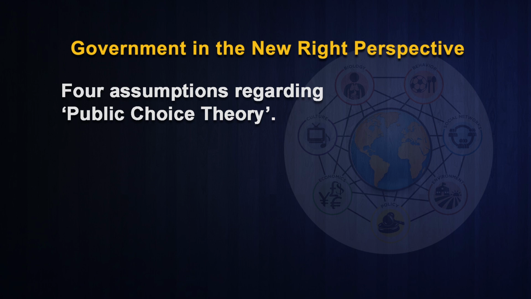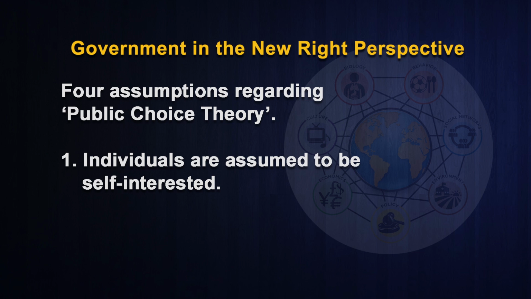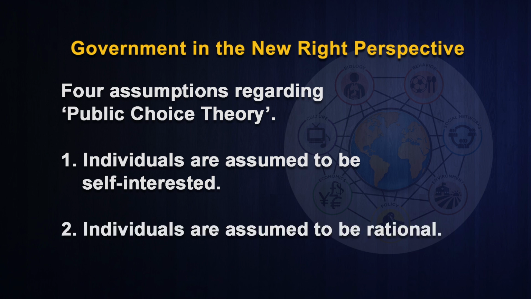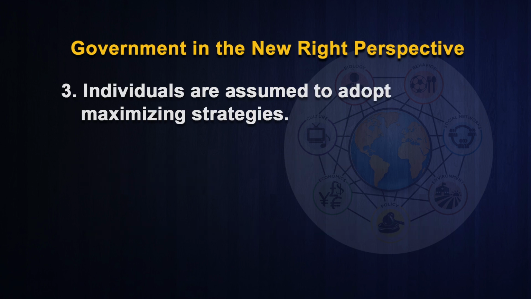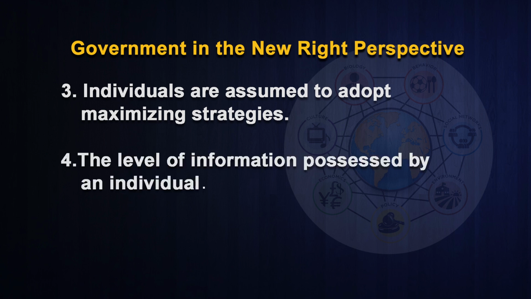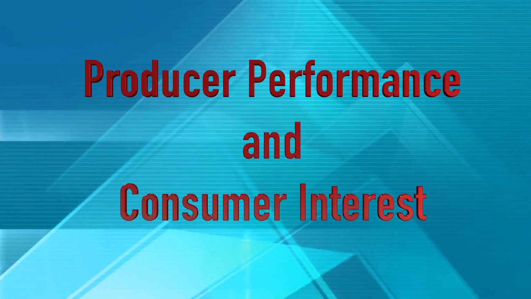Generally, there are four assumptions regarding public choice theory. First, individuals are assumed to be self-interested. Second, individuals are assumed to be rational. Third, individuals are assumed to adopt maximizing strategies. Fourth, the level of information possessed by an individual.